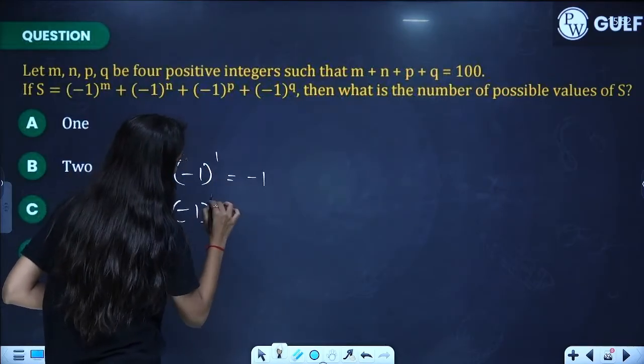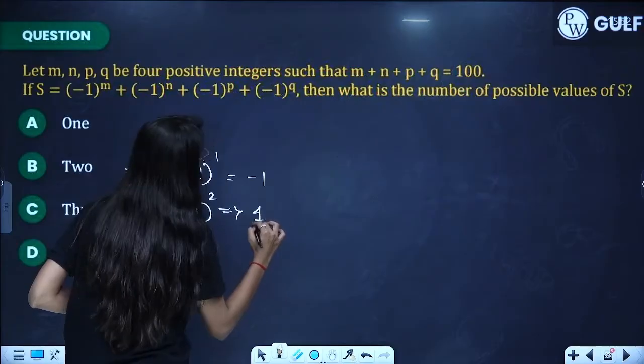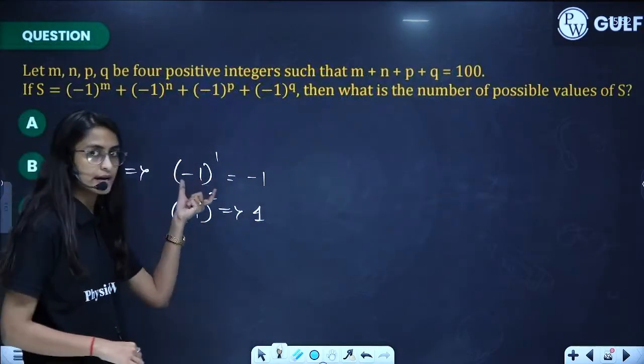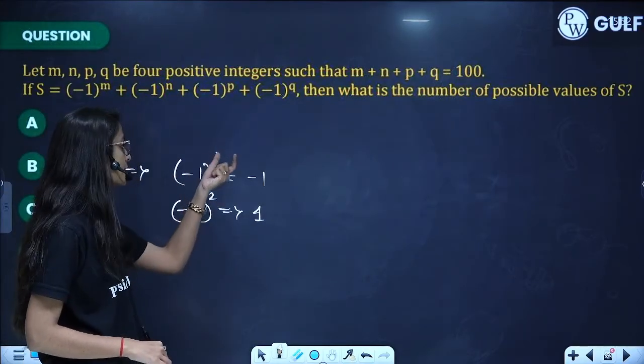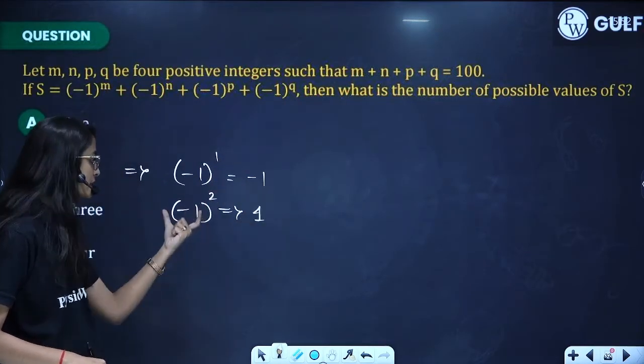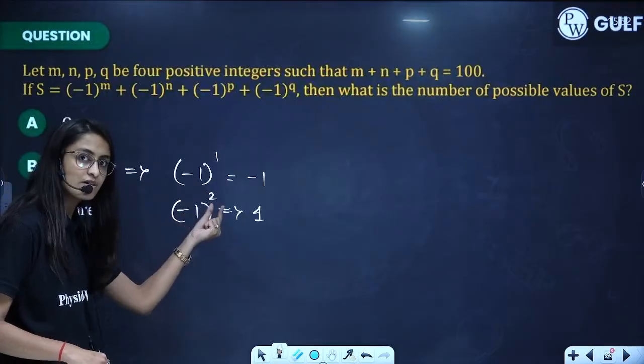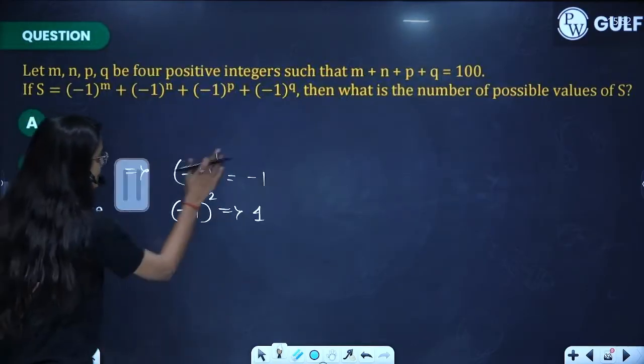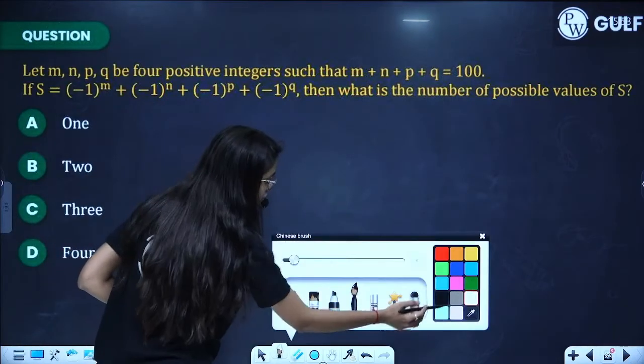If you say minus 1 will be having the power of 2, the answer will be positive 1. That means when a negative number is having a power of an odd number, the answer is always negative. And when the negative number is having the power of an even number, the answer is positive. So let's take the cases with respect to this.